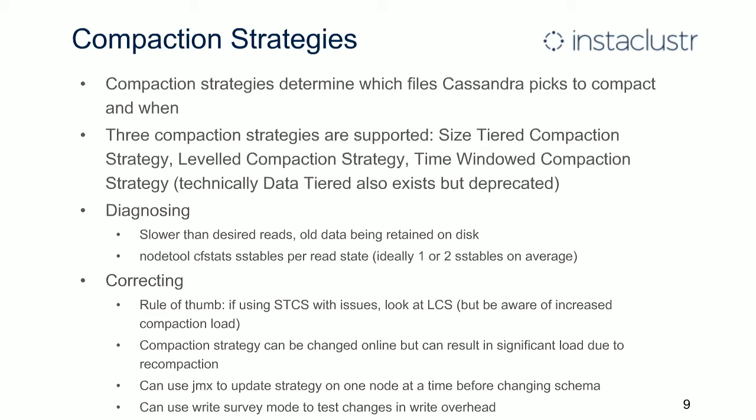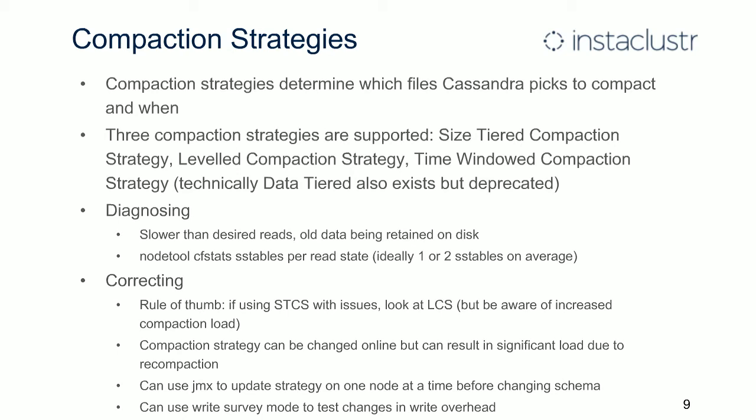The other tool available to diagnose that is nodetool cfstats, which has an SSTables per read statistic. That tells you on average, and the histogram shows you percentiles, how many files Cassandra has to open in order to satisfy each read. Ideally, you want that to be 1 or 2 SSTables per read to have good read performance. If it's much higher than that, then that's likely considerably slowing down your reads.